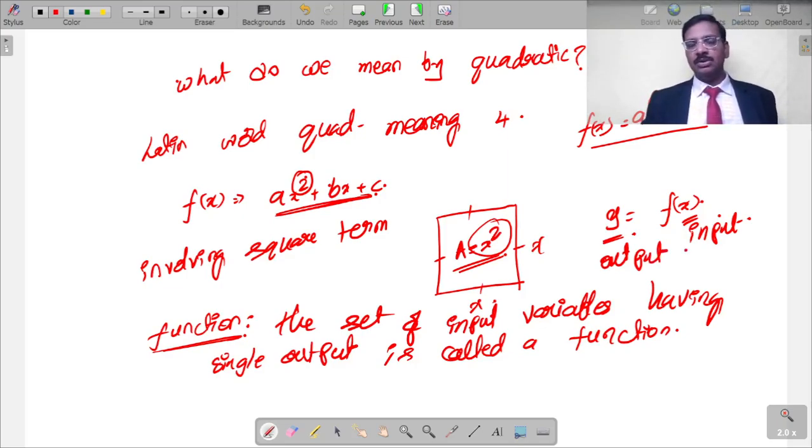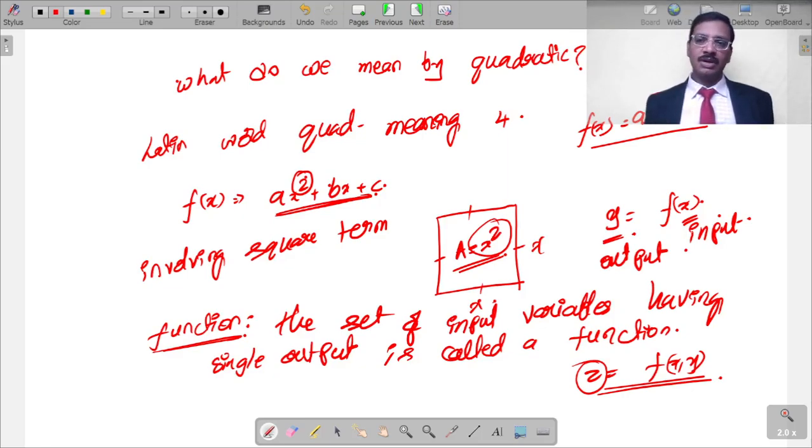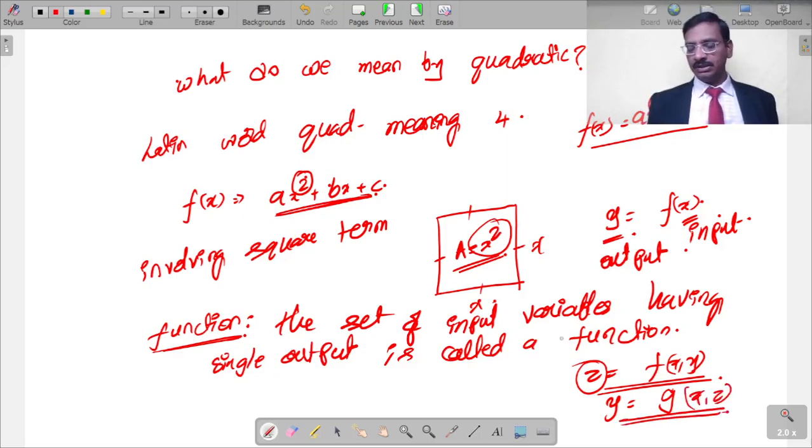The input variable can be many variables also. Suppose I call this z is equal to f of x comma y, and this is also a function, but involving two different input variables with one output variable. The condition is that only one output has to be there. In this particular case, this is also called a function. y can be expressed as some function of x and z also. So that's why we call this a set of input variables having a single output.